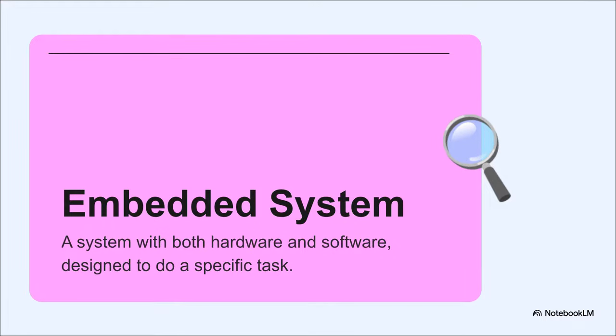You see, an embedded system is basically a mashup of computer hardware and software that's built for one specific job. It's not there to let you browse the web or play games. Nope. Its entire existence is about doing one dedicated task and doing it perfectly.